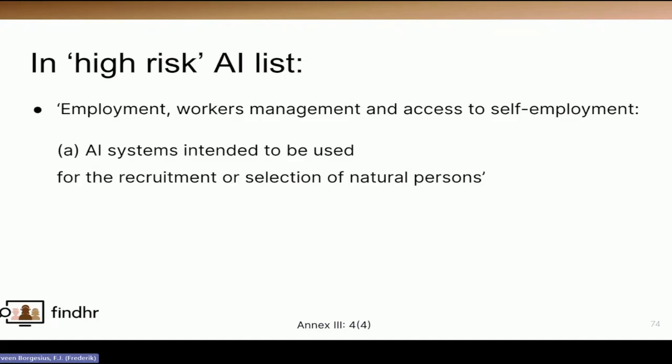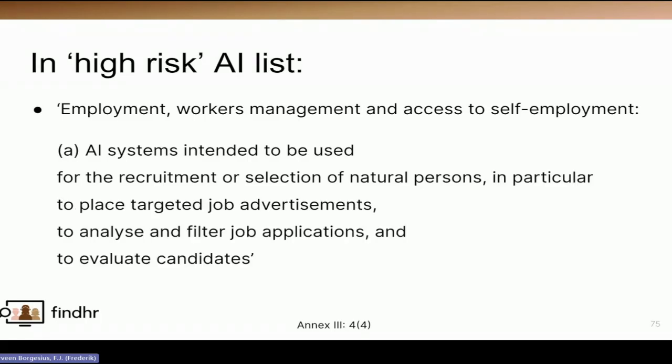Here I quote a bit more about how the AI Act defines recruitment. It says that an AI system counts as high risk if it is used to manage employees, workers, or people who are self-employed, for instance in the gig economy. AI systems are seen as high risk if they are meant to be used for recruitment or selection. And then the AI Act gives some examples too.